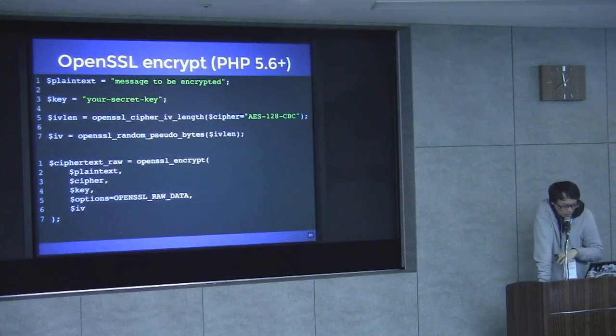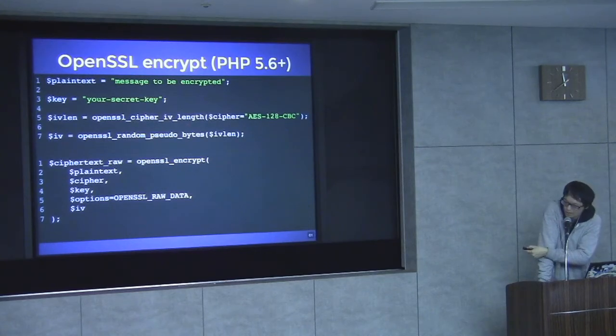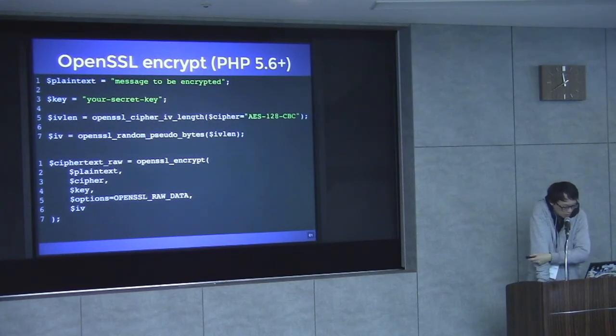So many modes are described. Then I show you how to use them. Firstly, you can use OpenSSL encrypt, which is available in PHP 5.6 plus. And here is the sample code. The sample code is very simple. Firstly, you have to specify the plaintext and the key, and use the openssl_cipher_iv_length function to get the initialization vector length. And the cipher you can specify.